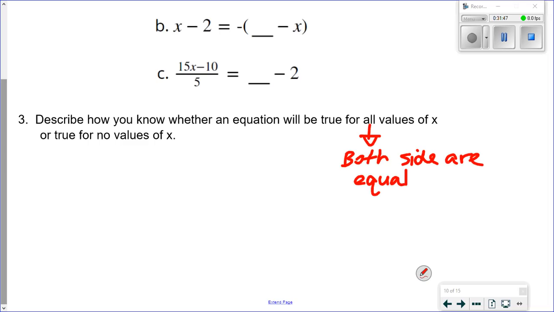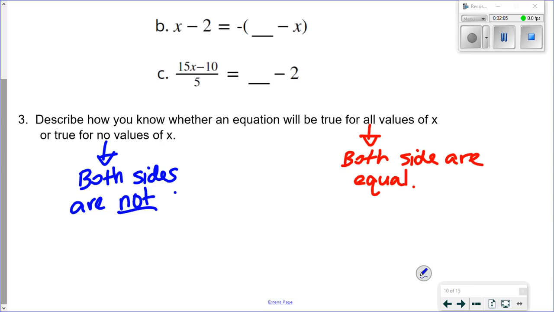Or the same. And a reminder: for no values of x, we have discovered that both sides of the equation are not the same, or not equal. So again, you should have that in your notes, and if you don't, now's the time to make sure that's written in there.